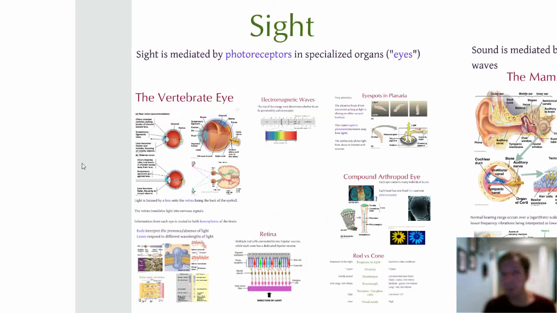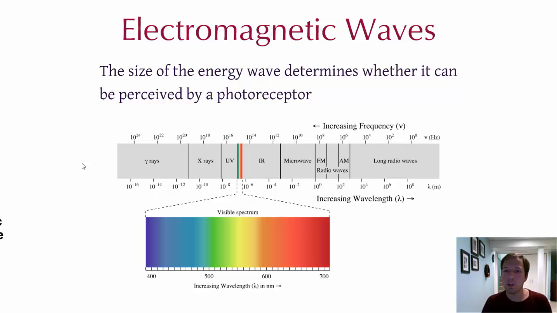The type of receptor that's capable of perceiving visual stimulation are called photoreceptors. Photo meaning light, and receptor being the type of nervous cell that's actually receiving that information. They're going to respond to electromagnetic radiation. And the size of the wave is going to determine whether or not it's going to be perceived by the living thing.